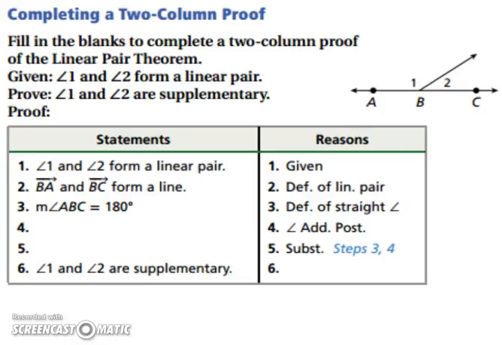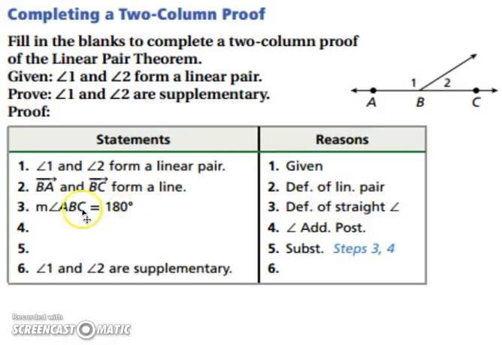Fill in the blanks to complete a two-column proof of the linear pair theorem. So given, angle 1 and angle 2 form a linear pair. We want to prove that angle 1 and angle 2 are in fact supplementary. Alright, so we start with our given, and we use our given information to make our next statement. So, if angle 1 and angle 2 form a linear pair, then ray BA and ray BC must form a line, because that's the definition of what a linear pair is.